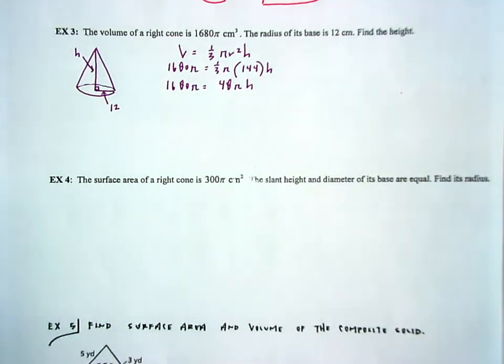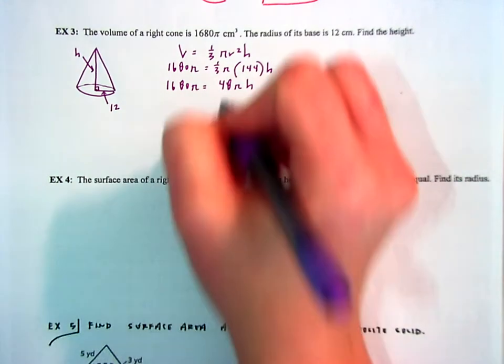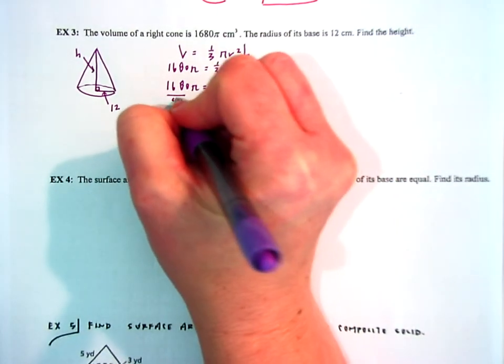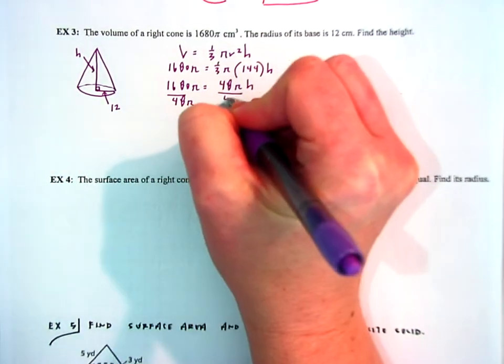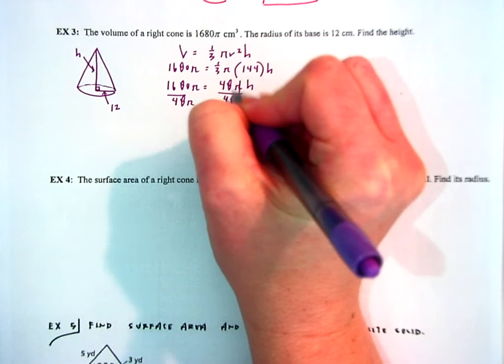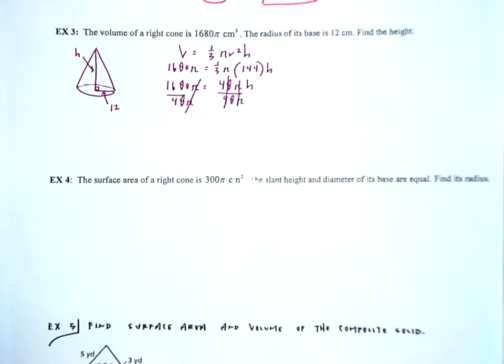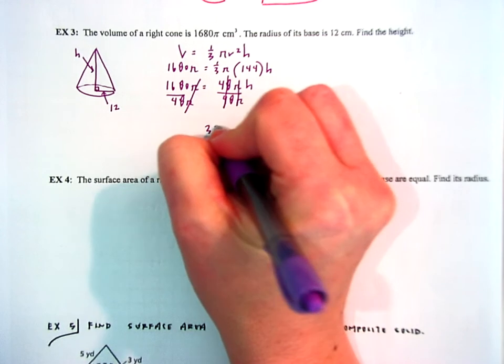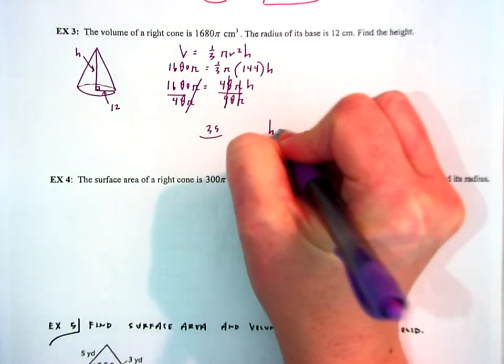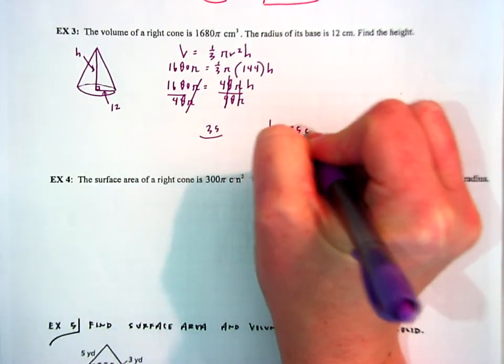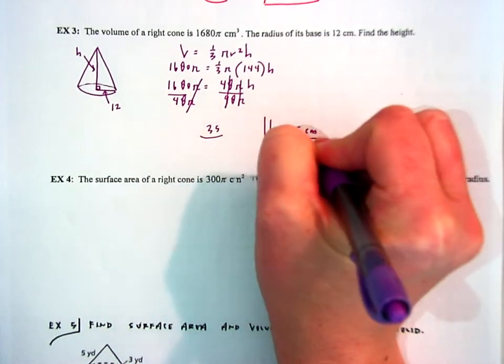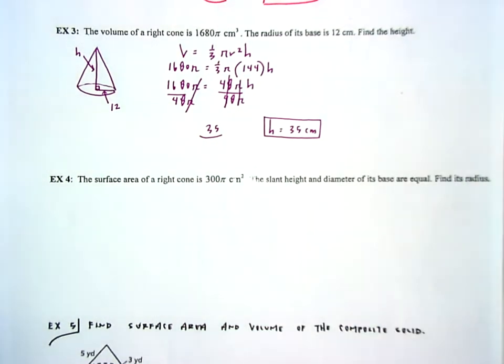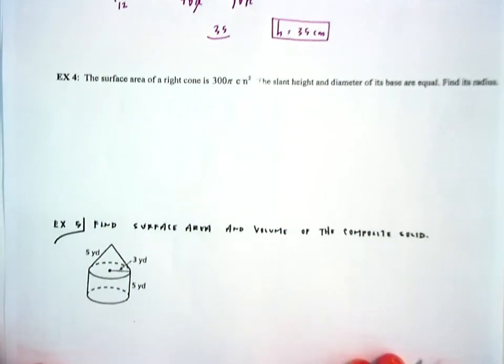So now I'm just dividing each side by 48 pi. So I'm really taking 1,680 and dividing it by 48, and I'm going to get 35. So my height is 35 centimeters. Okay, next up.